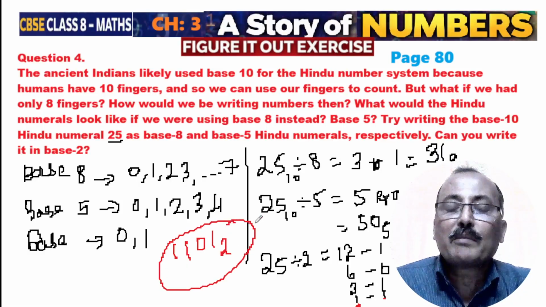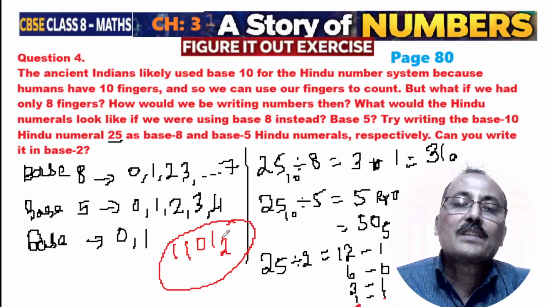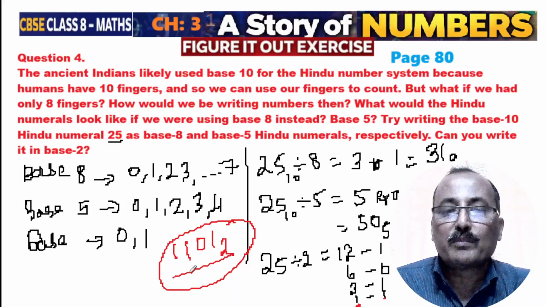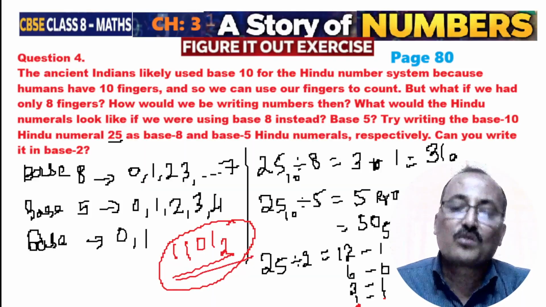In the base 2 system. Are you able to understand, my dear children? Why am I writing this one? That quotient, that one and this one only you have to write. That's all. These are all remainders. One is the last quotient. So 1101 in base 2 system. Only this base 2 system is what our computers are using. I hope you are able to understand.